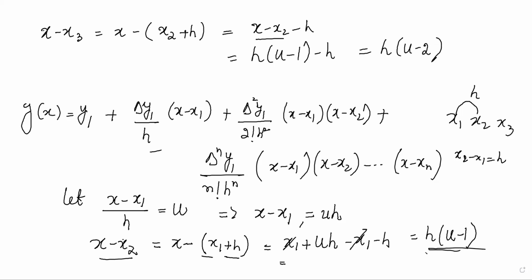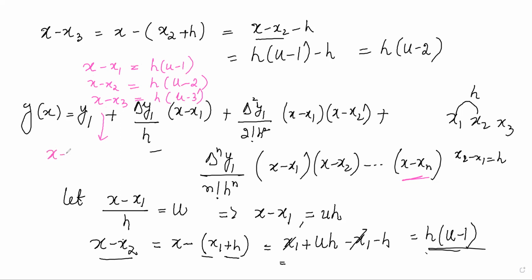Okay. So these x values are also following a trend. What trend they are following is quite easy to visualize from here. We have x minus x1 is equal to h times u. x minus x2 is equal to h times (u minus 1). In the same way, x minus x3 will be equal to h times (u minus 2). Okay. So what will be x minus xn then? Because in the expression we are having x minus xn.